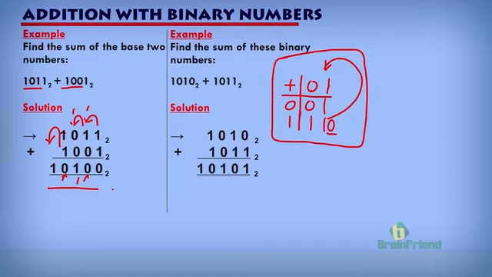Let's take another example. Find the sum of these binary numbers. 1010 base 2 plus 1011 base 2. Again, 0 plus 1 is 1 in base 2. 1 plus 1, what do we do? We put down 0.